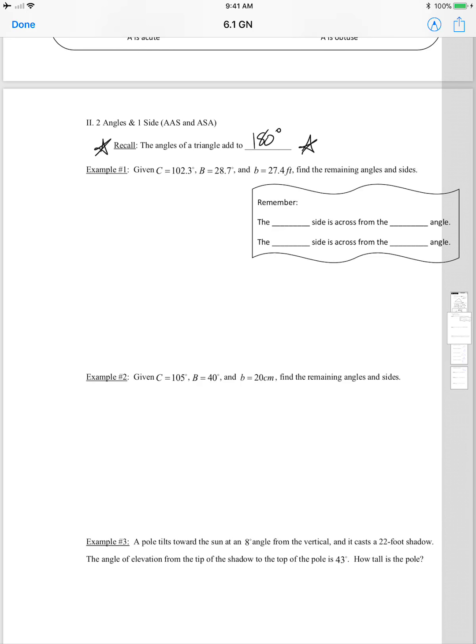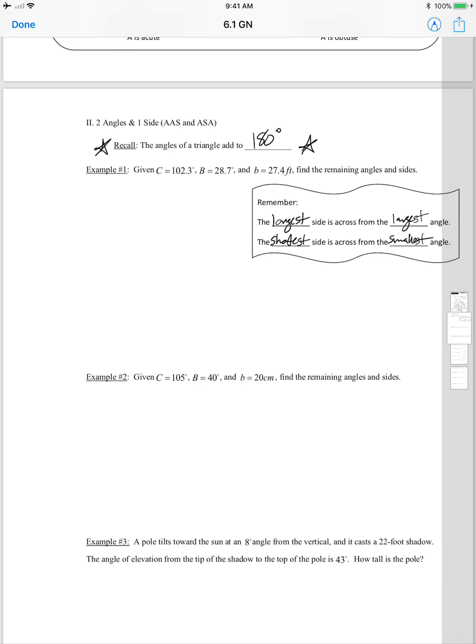One important thing to remember, and this is also a way for us to check our answers and make sure that they make sense, is that the longest side of a triangle is always across from the largest angle measure. On the other hand, the shortest side is across from the smallest angle. So that's another great way for us to check our work and make sure that our answers actually make sense.